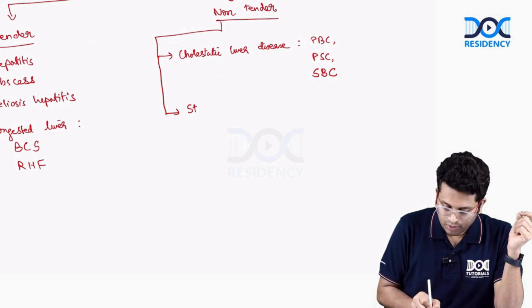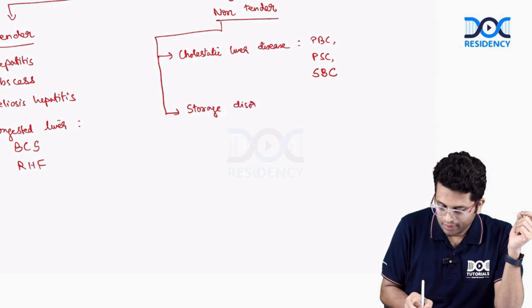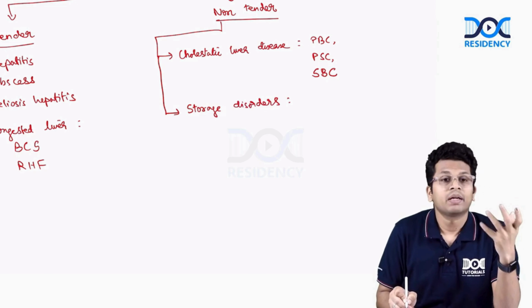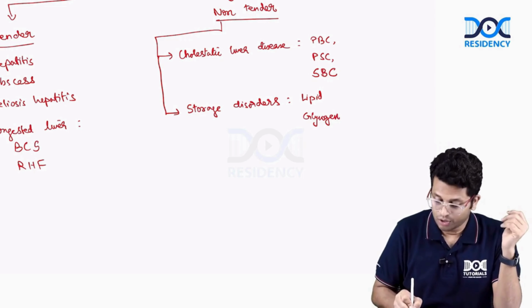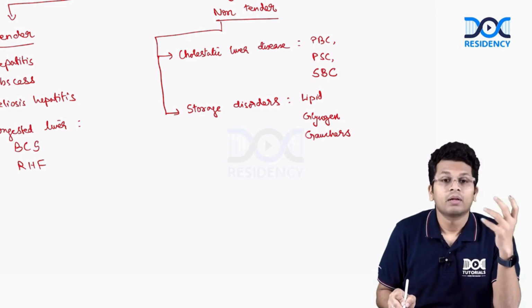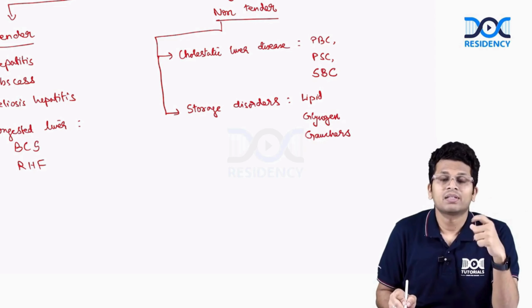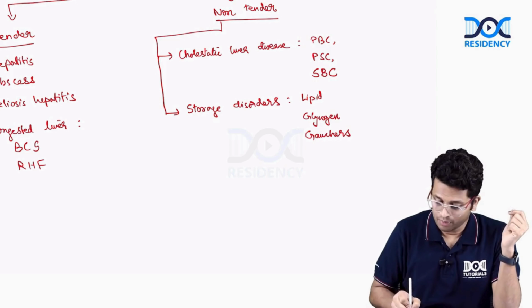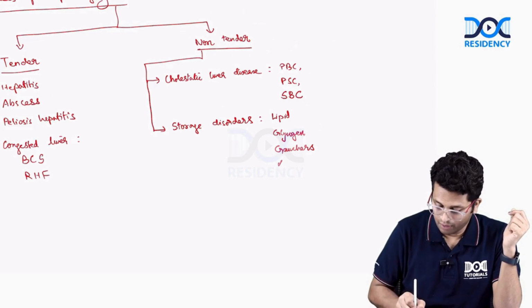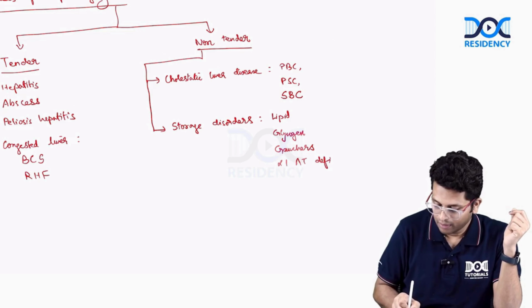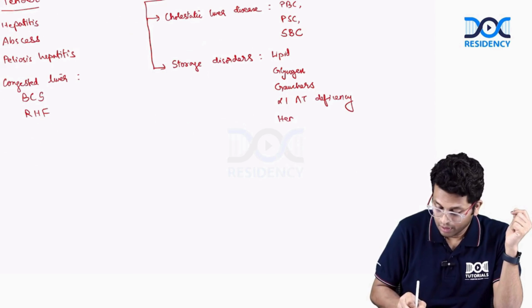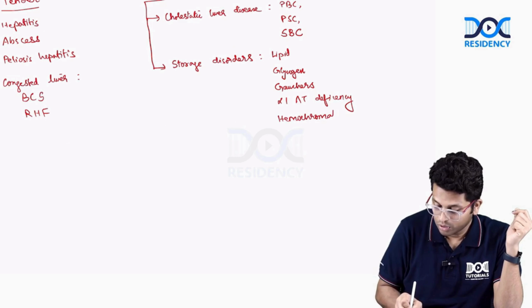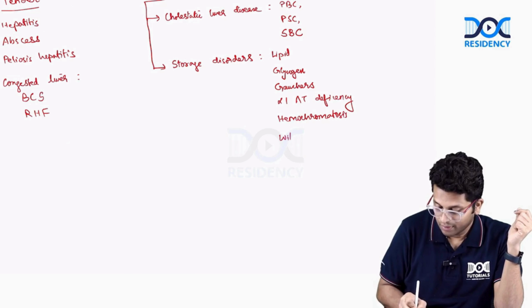Then it could be storage disorders. Storage disorders could be storage which can vary from lipid storage. It could be conditions of glycogen storage. Okay, it could be Gaucher's. There could be α₁-Antitrypsin deficiency where there is accumulation of some compounds in the liver. There could be hemochromatosis and Wilson's disease.